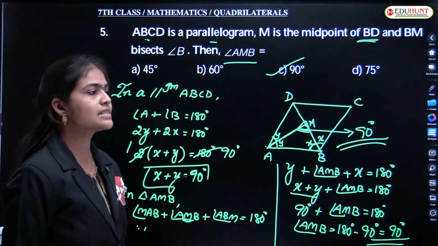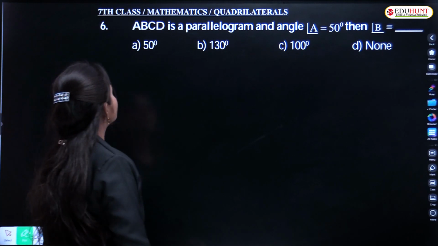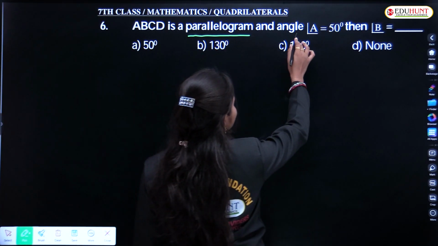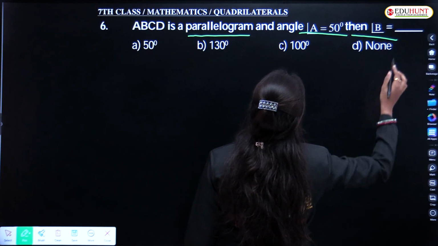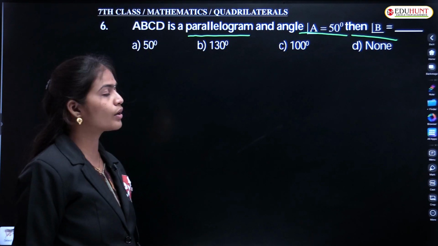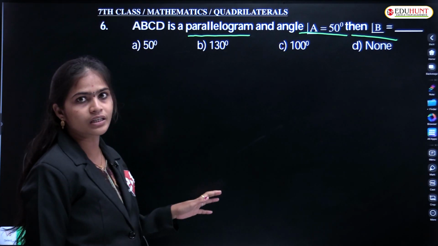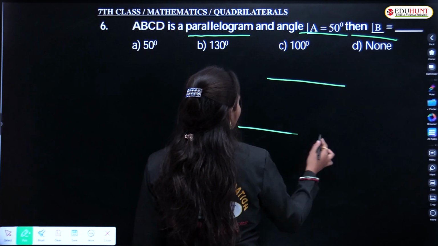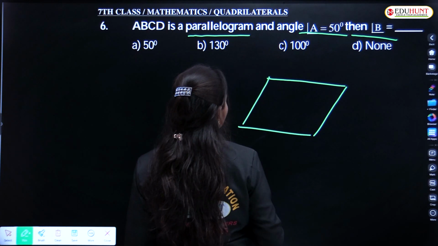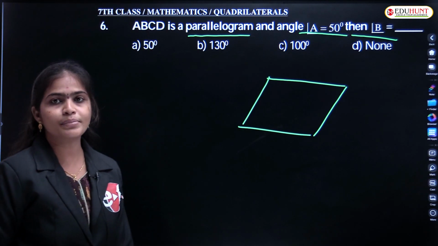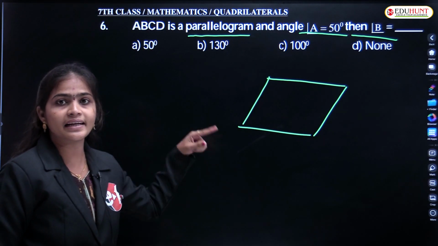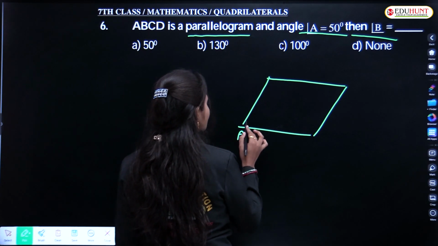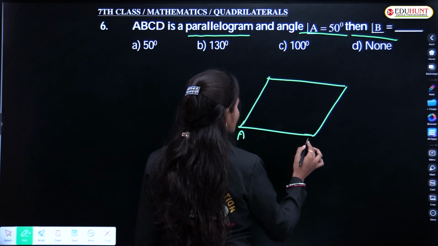Okay children, so let us see the next one. So here it says that ABCD is a parallelogram and angle A is equal to 50 degrees, then angle B is equal to, okay, ABCD is a parallelogram and angle A is equal to 50 degrees. What is the angle B? Very easy problem this is. Why? Because in ABCD, AB, AD are adjacent angles. So in a parallelogram, the sum of adjacent angles is equal to 180 degrees. So use that condition.